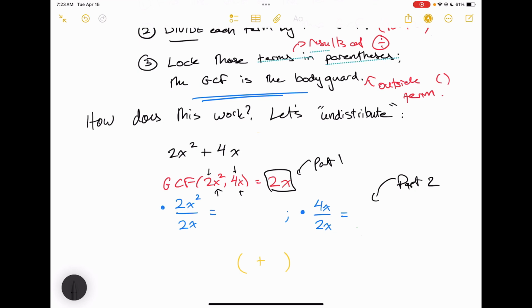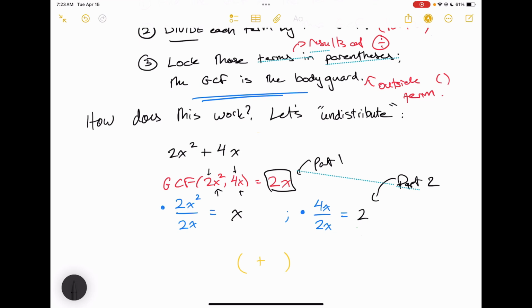First up, divide the terms. 2 divided by 2 is 1. x squared divided by x is just x. And then for the next one, 4 divided by 2 is just 2. x divided by x is just nothing. It's just 1. Now, how does this last step work?